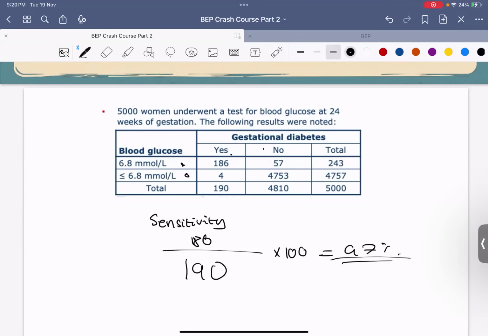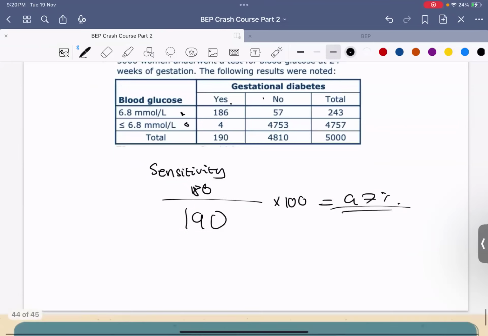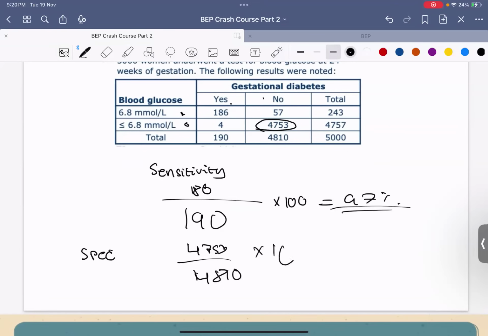I don't know if this is the correct answer, by the way. Very high sensitivity. So we say this test is highly sensitive. Meaning, when this test is positive, then it probably means that this person has the disease. Specificity is people who tested negative and don't have gestational diabetes. So 4753 over 4810. Again, very high specificity. And so this means that if this test turned out to be negative, then this patient is very likely to actually not have the disease. So it's a very good test, both if it turned out positive or negative.